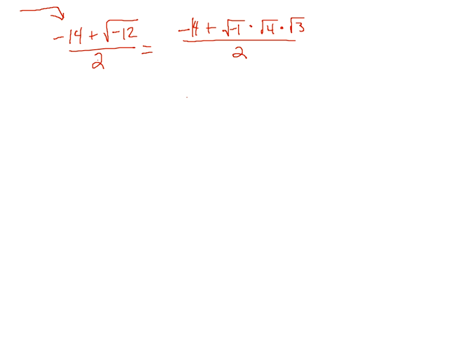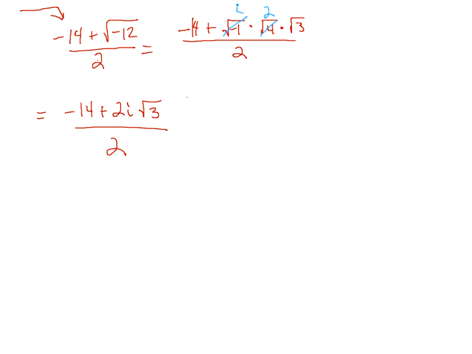I'm going to come back and take the roots that I can. Square root of negative 1 is i. Square root of 4 is 2. So simplifying, here's where I am. Negative 14 plus 2i square root 3 over 2. Now, at this point, a lot of times I see students just cross through the 2 and write 1, cross through the numerator 2 and write 1, and negative 14 and write negative 7. I'm going to show you how that works.